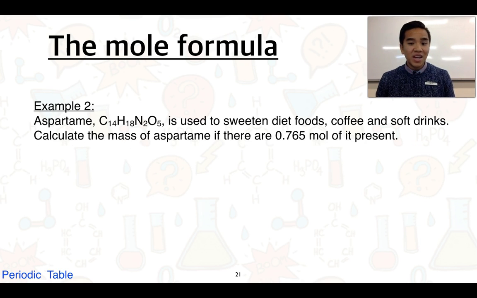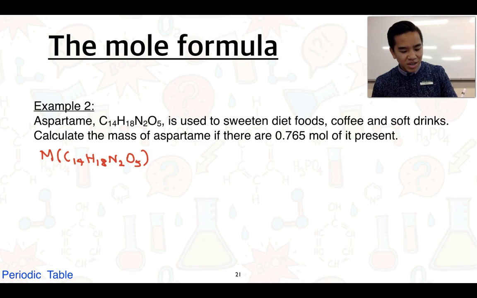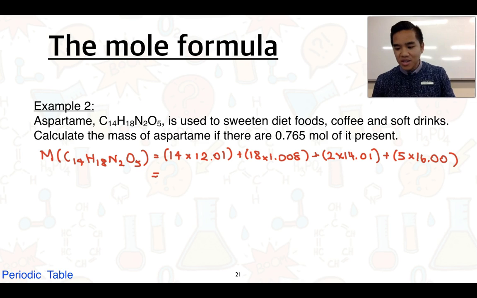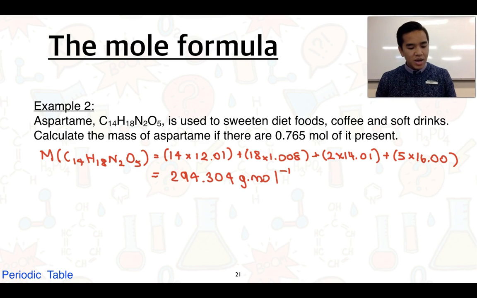Again, we need to calculate the molar mass of this aspartame. So the molar mass is going to equal the mass of 14 carbons, that's 12.01, 18 hydrogens, 2 nitrogens, and 5 oxygens. Plug that into our calculator, we should end up with 294.304 grams per mole. And we need to use our rearrangement of the mole formula, so that's the mass of aspartame.